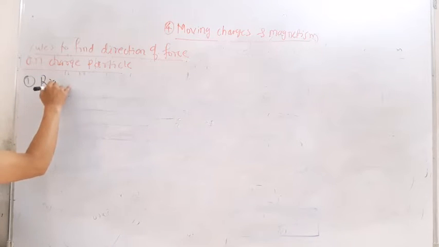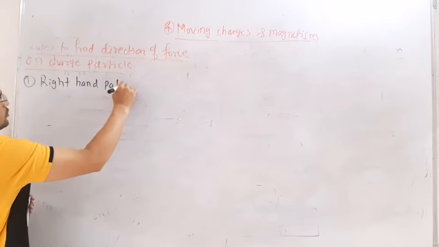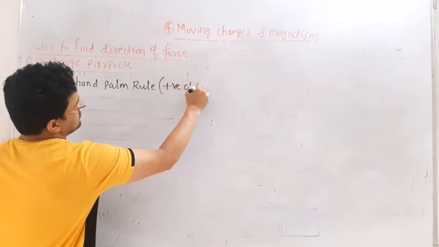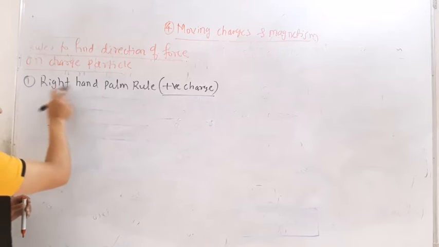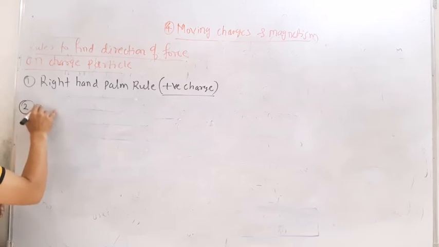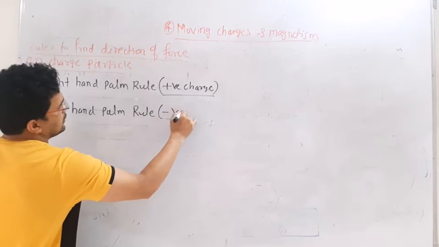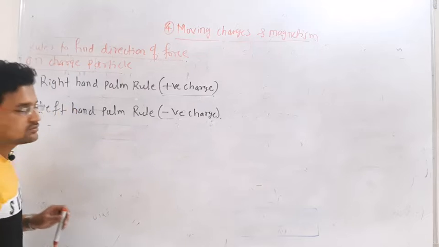The first rule is the right hand palm rule, only for positive charges. If the charge is positive, you have to use the right hand palm rule, and the second one is the left hand palm rule, which is for negative charges like electrons.